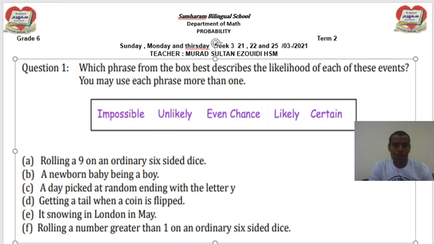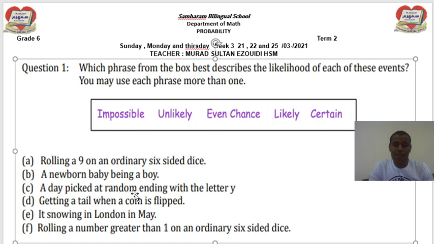So we said it has a probability of 0, which means the word is impossible. Here the first one is impossible. Then move to b: a newborn baby being a boy. A newborn means that a woman just gave birth to a baby, so it can't be more than, say, 4 years, 5 years and so on. So this one also will be impossible.